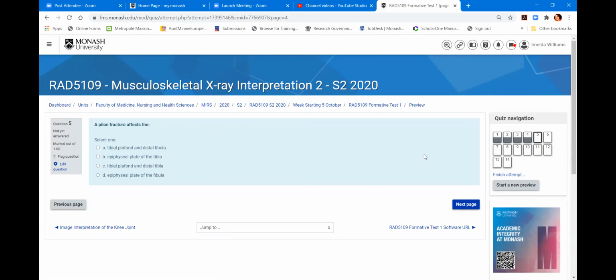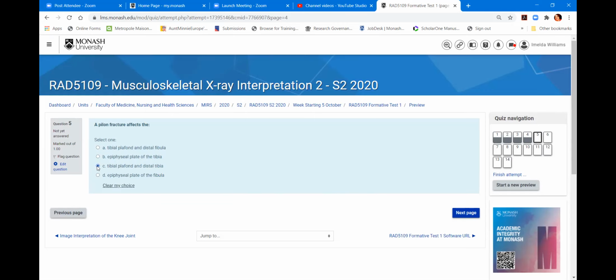And then for question 5, a pilon fracture affects the, and it is the tibial plafond and the distal tibia. So it's the tibial plafond and the distal tibia.